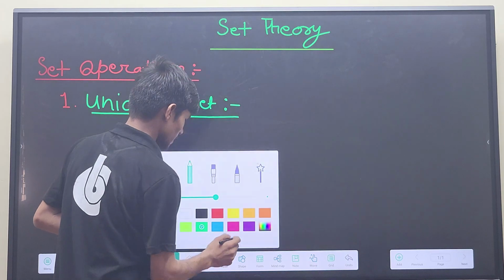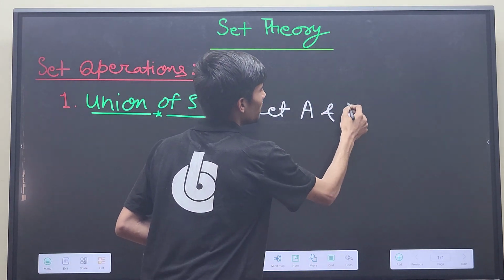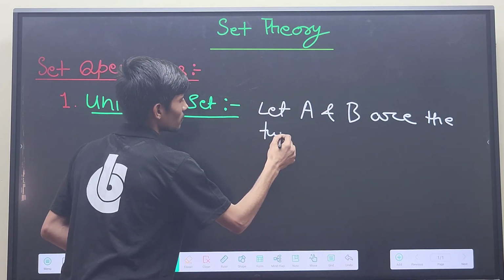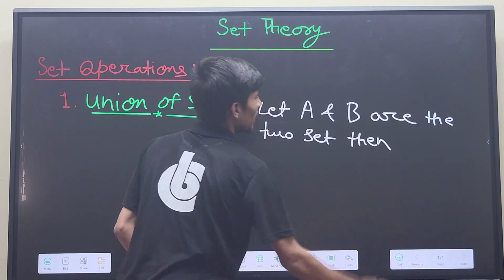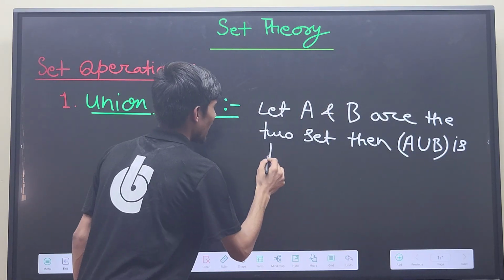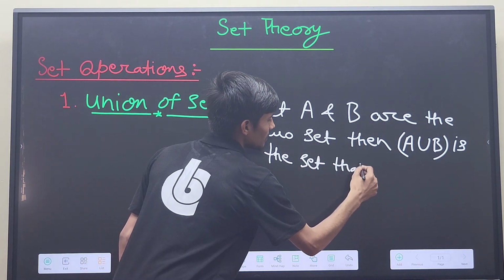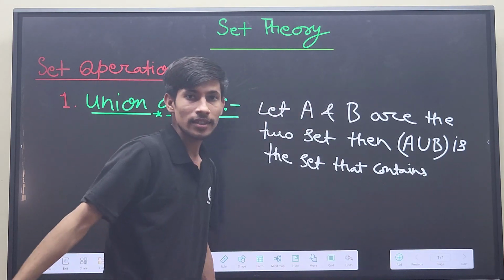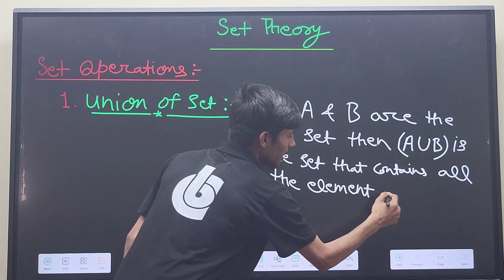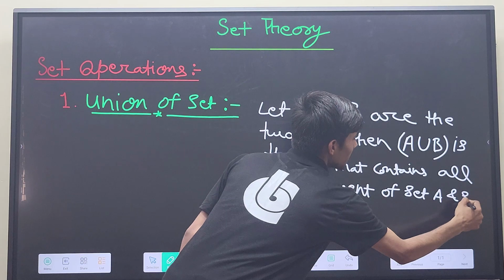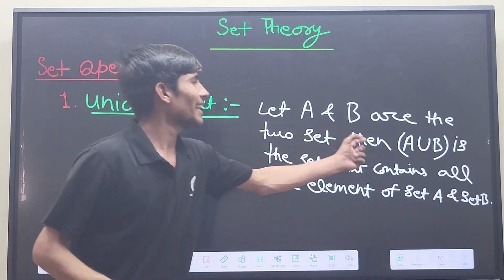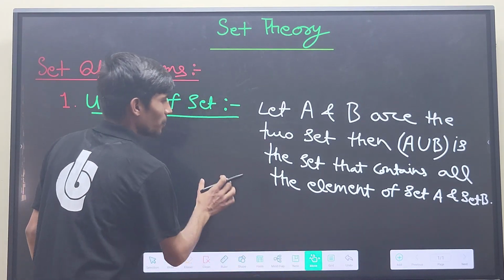See here. Let A and B be two sets, then A union B is the set that contains all the elements of set A and set B. What I'm writing here, all the elements of set A and set B will be in A union B. Clear? Okay.